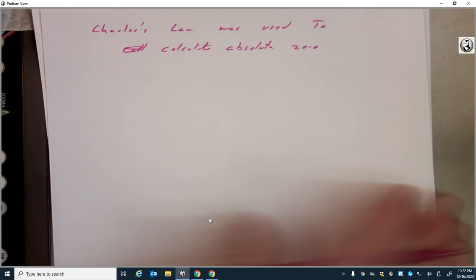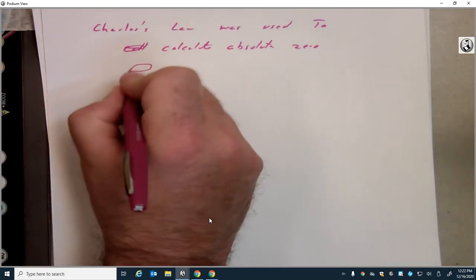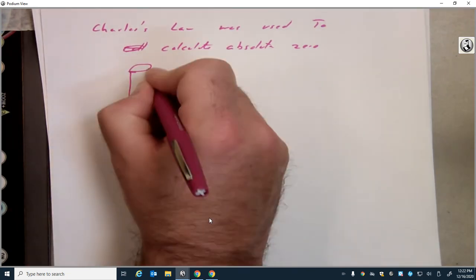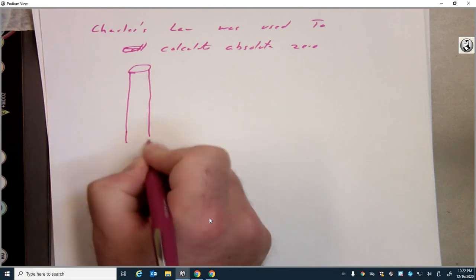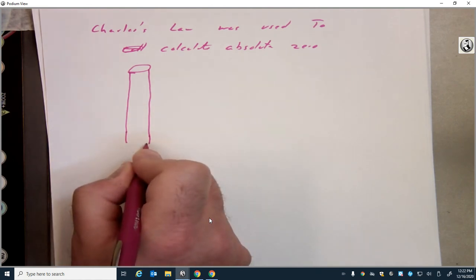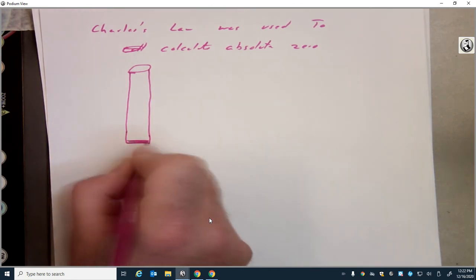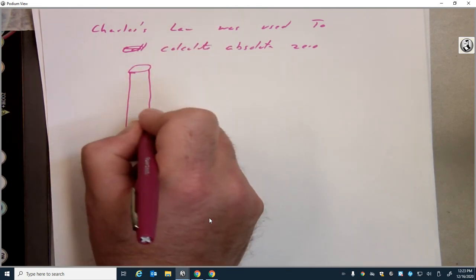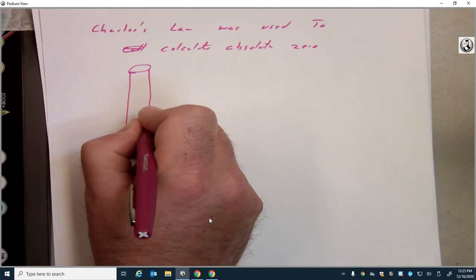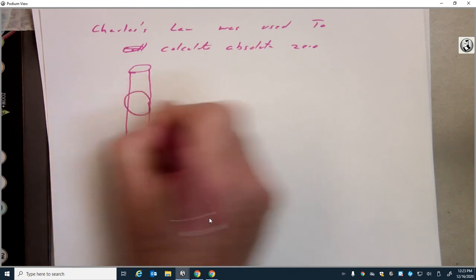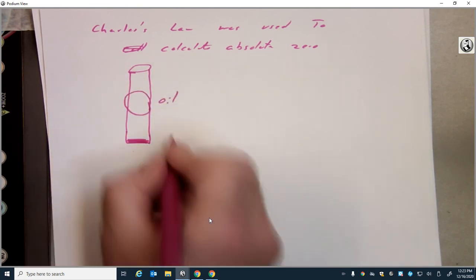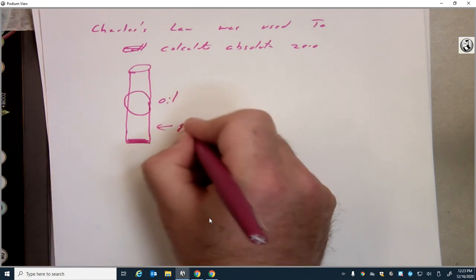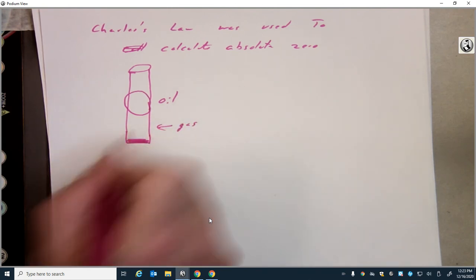And here's how. Let's say that we have a tube, and this tube is closed at this end. So it's hollow. And inside we have a bead of oil, which means this is a gas. So we got gas in here and it's trapped.